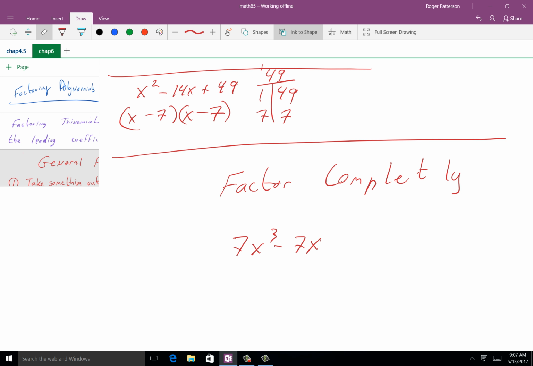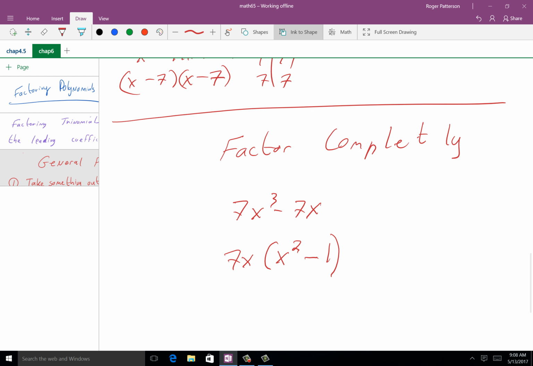Can I take something out? So can we take anything out of that? The 7x's. 7 and x. All right? So once I take something out of that, then I go, okay, let's see, what have I got left? Well, I have x. What would I have left here? 1. X squared minus 1. All right? So I go, okay, good.